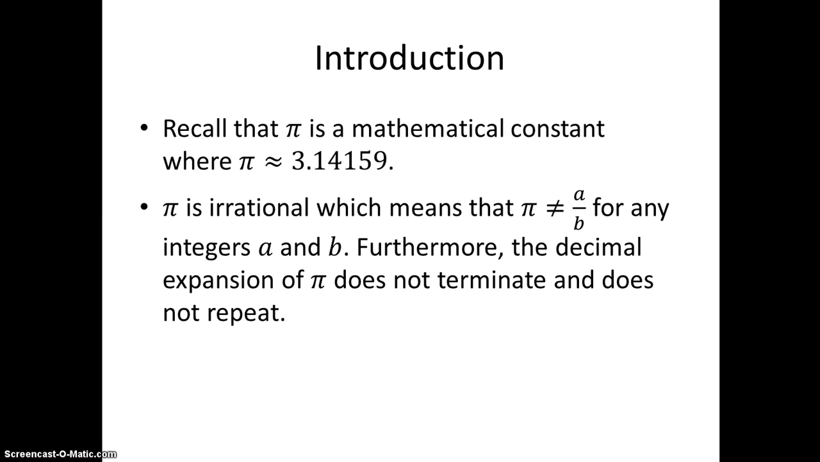If you recall, pi is a mathematical constant where pi is approximately equal to 3.14159. Pi is also irrational, which means that you can't express it as a fraction a over b for any integers a and b. So pi does not equal a over b for any integers a and b. Also, the decimal expansion of pi does not terminate and never repeats. The reason why pi is in the introduction of this lesson is because you're going to be seeing it a lot throughout the lesson.